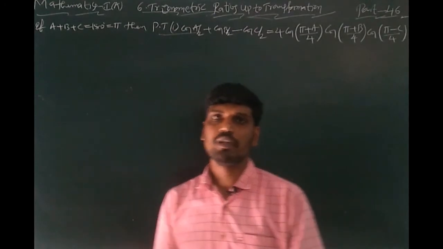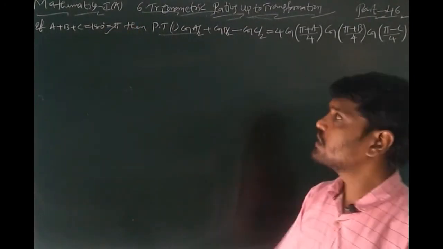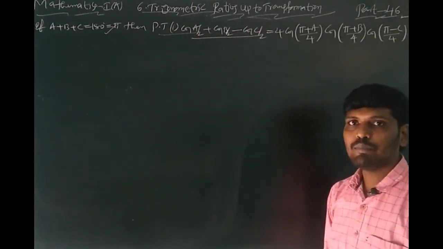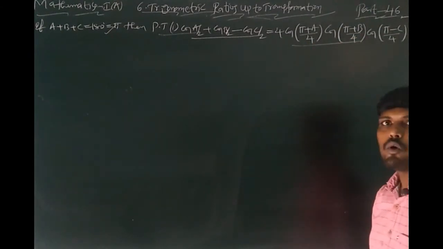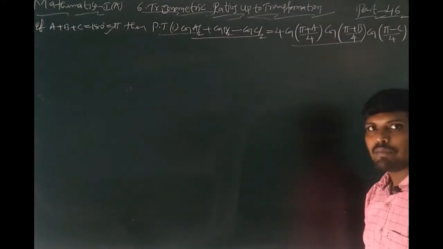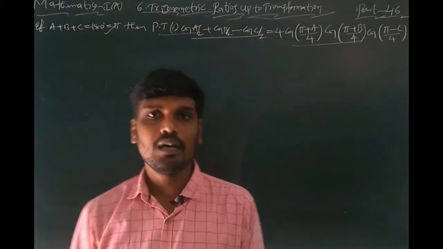What is that problem? A plus b plus c is equal to 180 degrees or 5 radians. Then prove that cos a by 2 plus cos b by 2 minus cos c by 2 is equal to 4 into cos of 5 plus a by 4 into cos of 5 plus b by 4 into cos of 5 minus c by 4. This one is the problem.